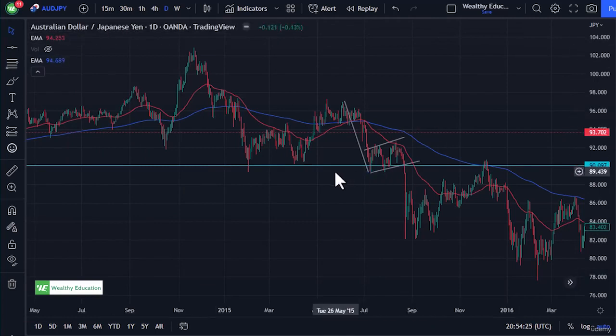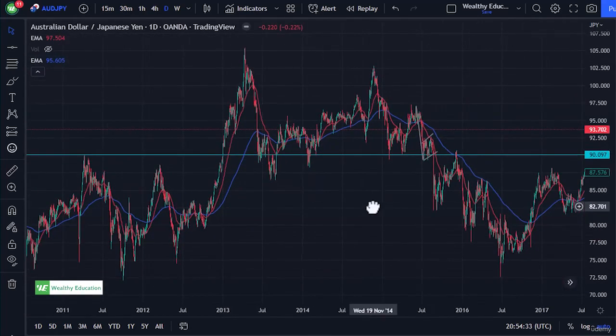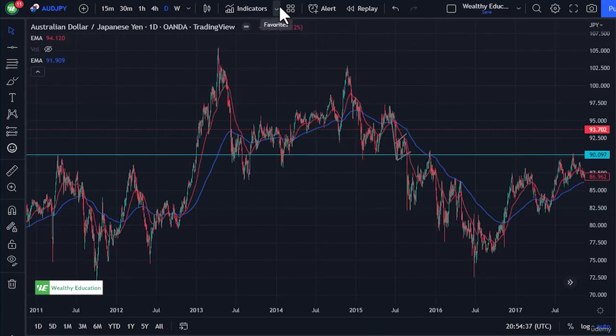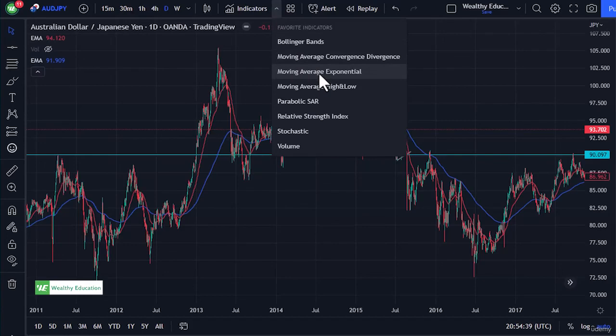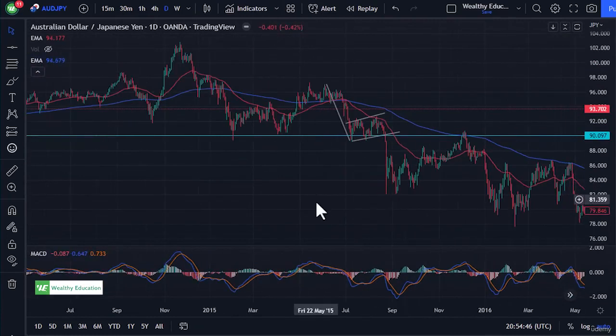This is the Aussie yen, so it's the Australian dollar at 90 yen. Seemed to be an area that found plenty of support in the past, and now we've broken down. Furthermore, let's take a look at the MACD. Let's zoom back in so you can see it.